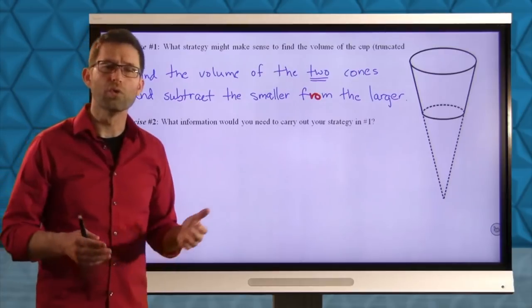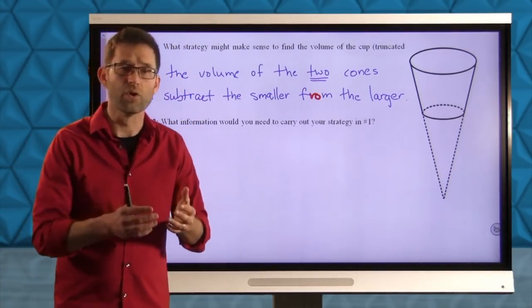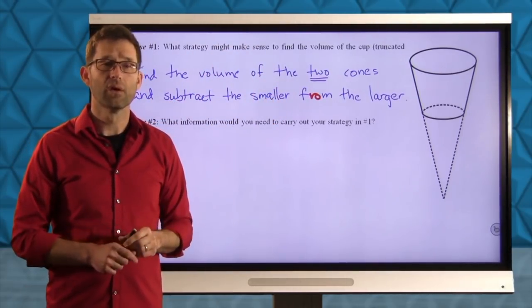Now, exercise 2. What information would you need to carry out the strategy from 1? So what would I have to tell you in order for you to do this calculation? Again, pause the video and talk this over.